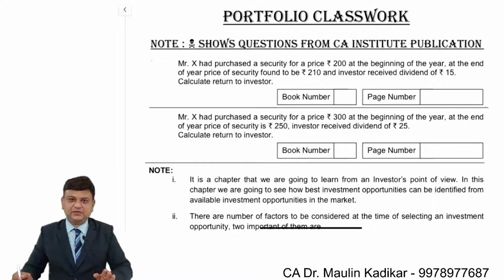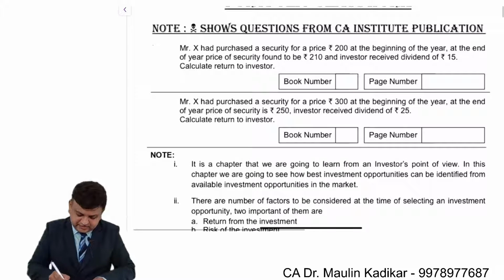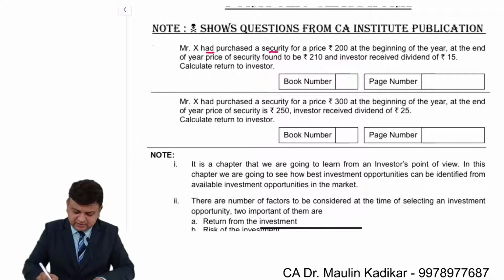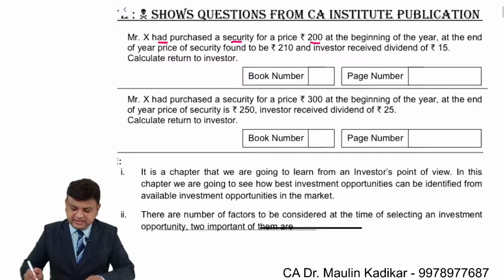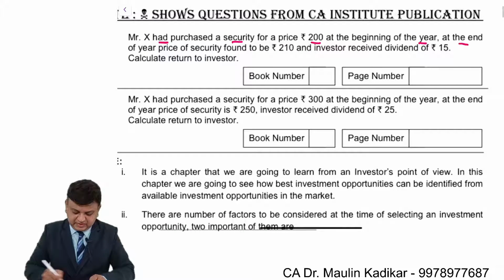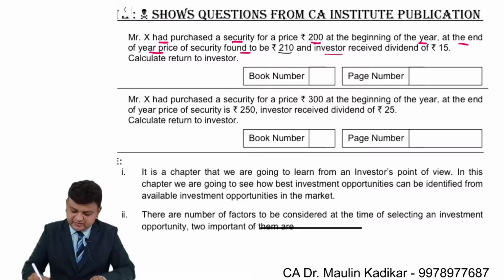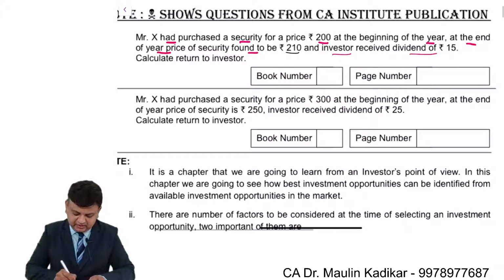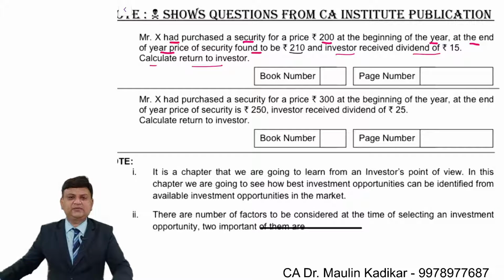Only having a discussion first of all, you do not have to write anything. Mr. X had purchased a security for a price of rupees 200 at the beginning of the year. At the end of the year, price of the security is found to be rupees 210. Investor received a dividend of rupees 15. Calculate a return to the investor. Can you please write answer for this question in the chat box?